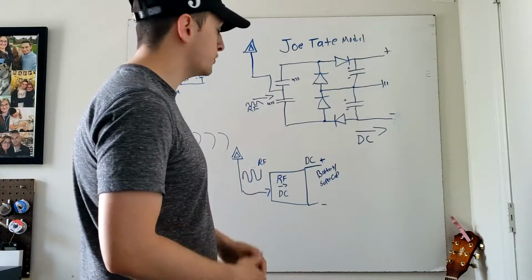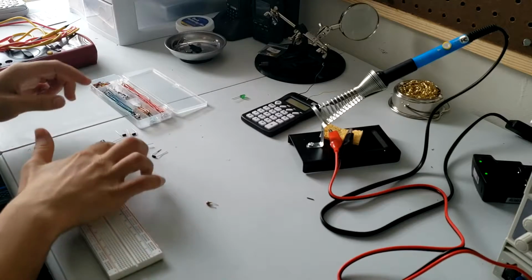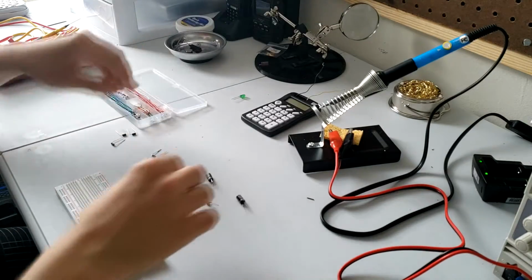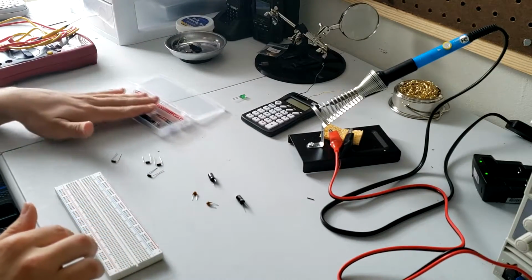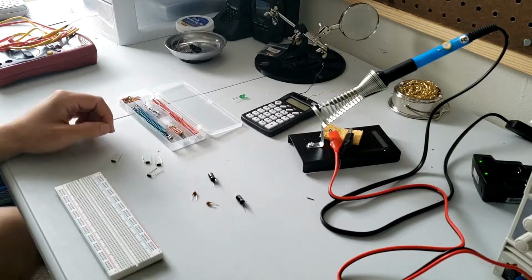And yeah, let's go ahead and get into it. So let's take a look at the circuit. All right, so here's our 2 ceramic capacitors. Here's our 2 electrolytic. And here are 4 diodes. And here's some jumper wires just in case we need them. And that should be all we need to get started here.